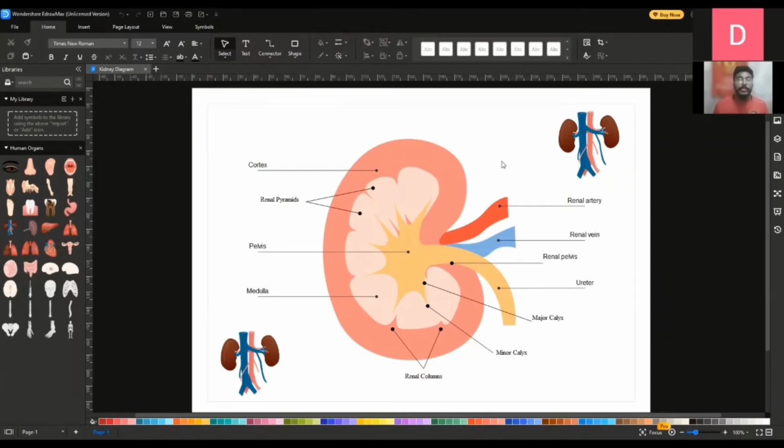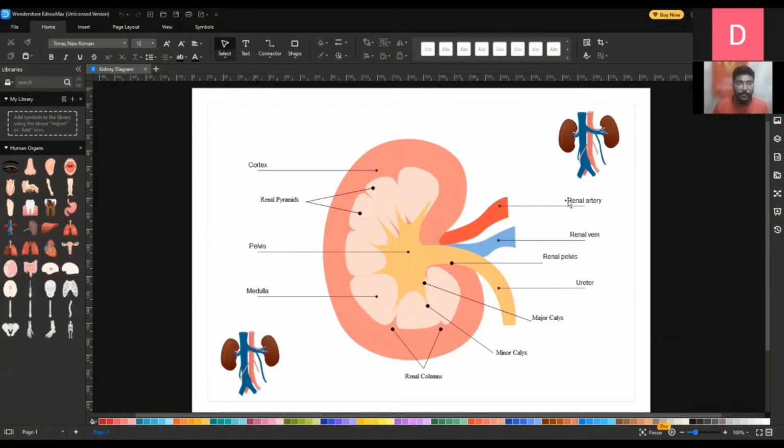So today, my part of the group project is to explain about the kidney, as I have used the application of eDrawMax to illustrate the small particles and the working principle of the kidney.